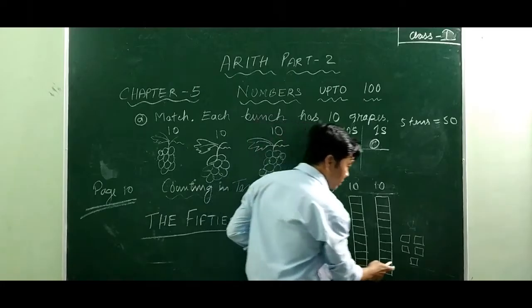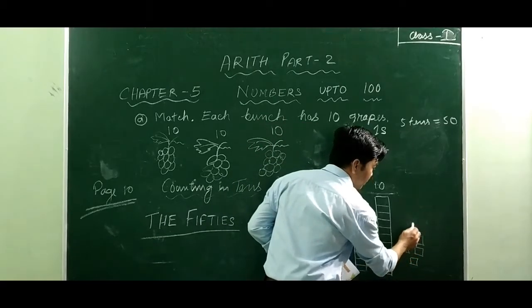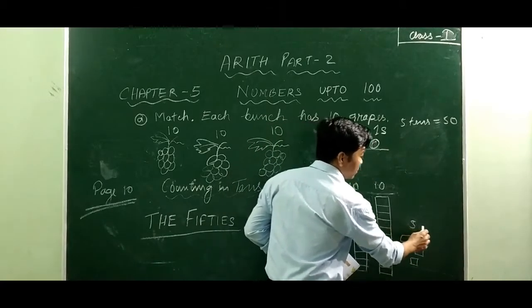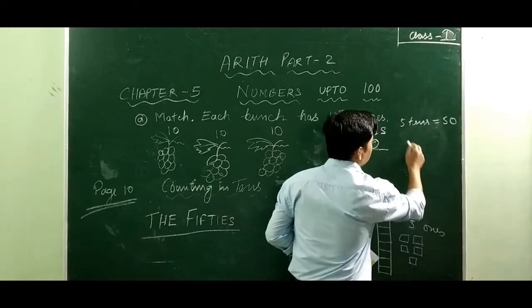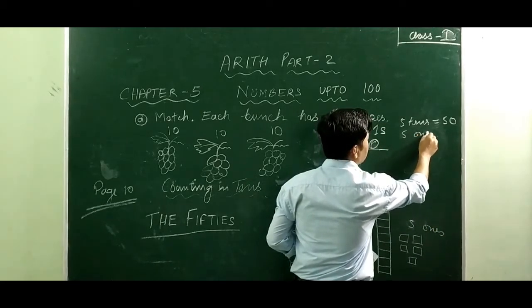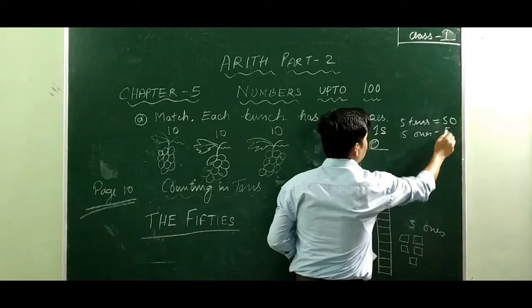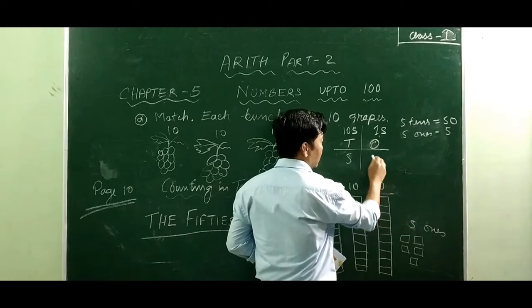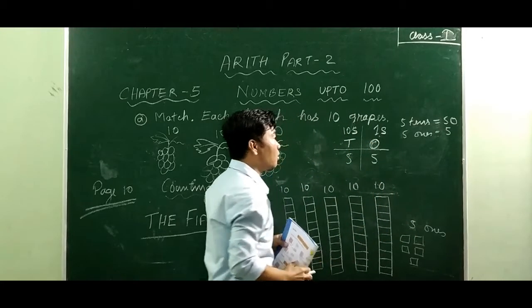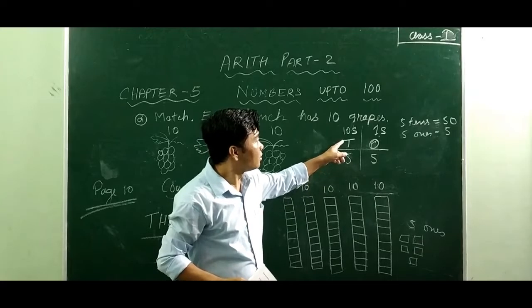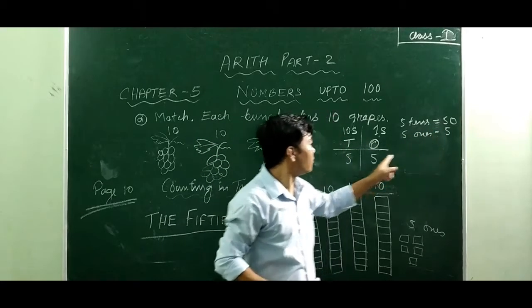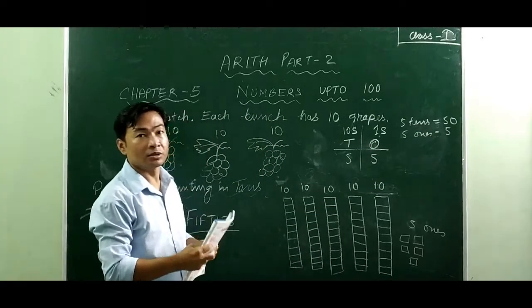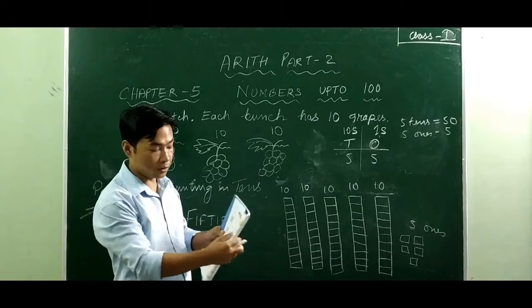And then in the ones place, this one. How many boxes do we have? 1, 2, 3, 4, 5. We have 5 boxes, which means 5 ones. 5 ones means only 5. So in the ones place, we'll write this 5. Then all together we have 55. So this is the way you are supposed to do it.